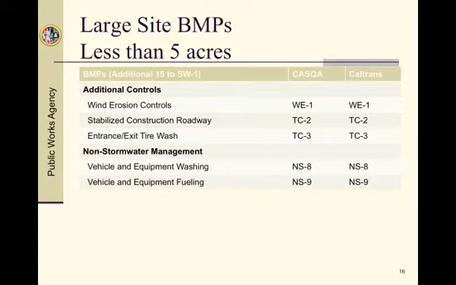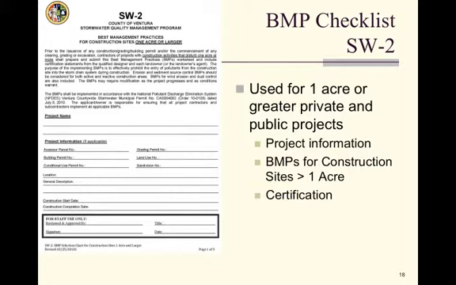For larger sites, such as projects that are greater than 5 acres, they add an additional 3 BMPs that can be used, and these are just 3 of them here. Here is what the SW2 form looks like, very similar to the SW1, but it just lists the additional BMPs and the expanded rationale requirements for using or not using those BMPs.